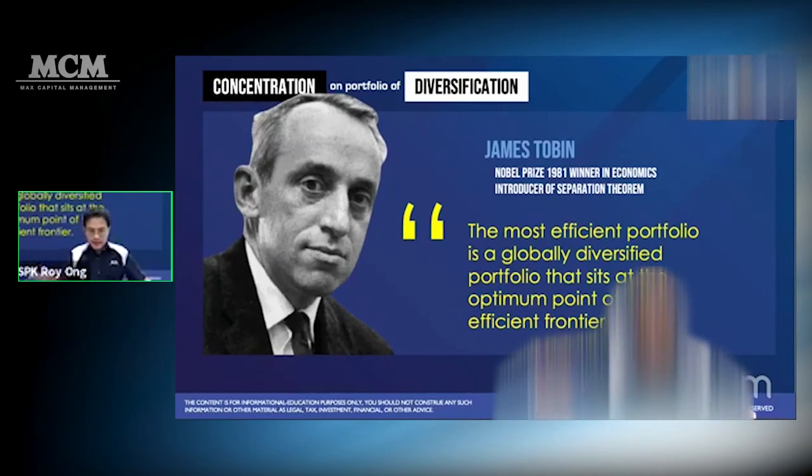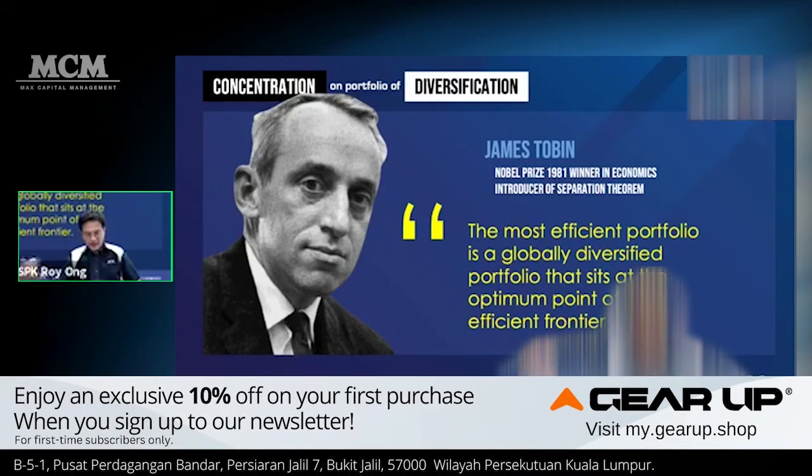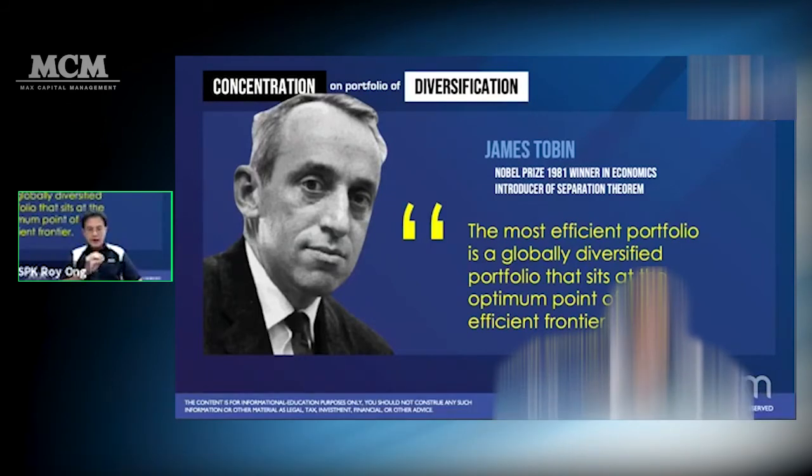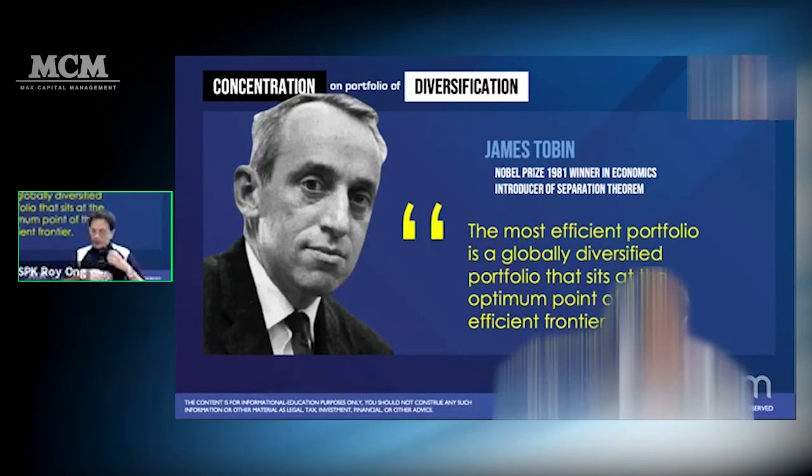Okay, so this James Tobin, he's also another Nobel Prize winner, in 1981 in economics. He is also the one who founded the modern portfolio theory together with Markowitz. Just now, the first gentleman there, he actually came up with this investment model together with Markowitz. But his opinion about the portfolio itself is a bit different.